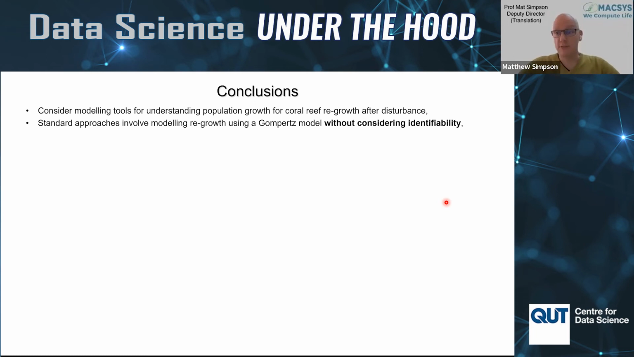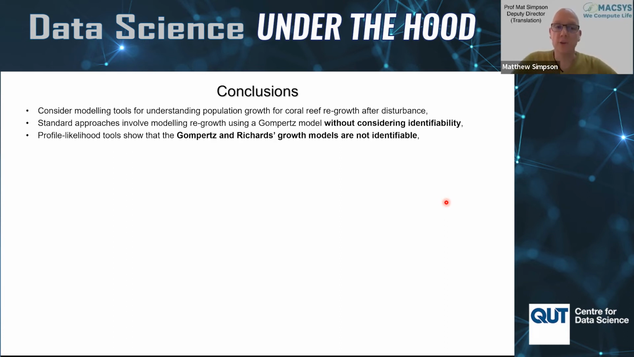Standard approaches in the literature to model coral reef regrowth involve using a Gompertz model without considering whether the parameters in that model are identifiable or not. What I've shown you today is that this can be dangerous, because simply applying maximum likelihood estimation without considering identifiability could lead one to make predictions with overconfidence. The profile likelihood tools I've shown today show that the Gompertz model and the Richards growth model, which is the very next simplest model you might use, are not identifiable when working with these types of data.